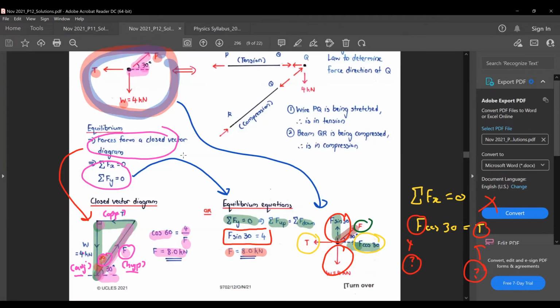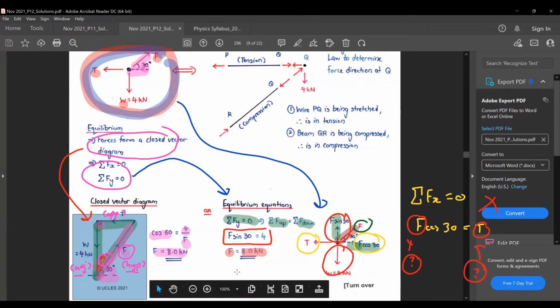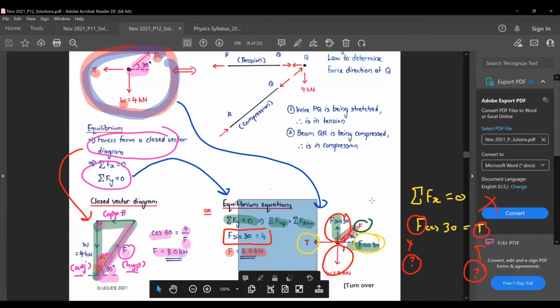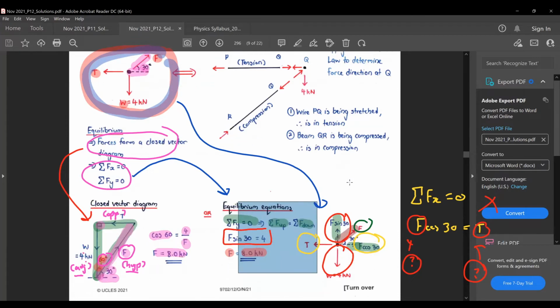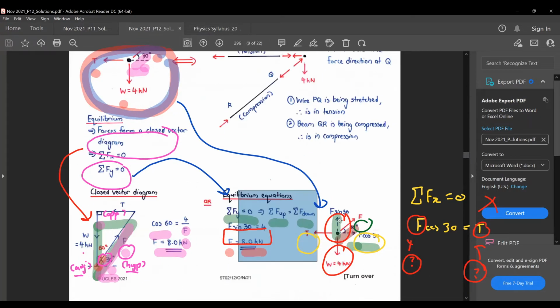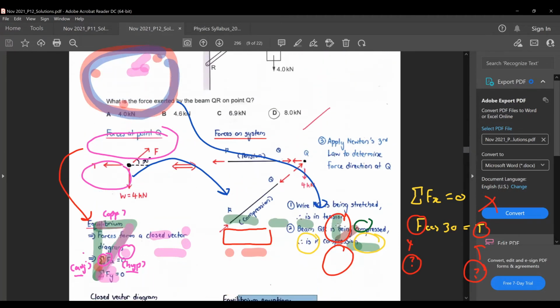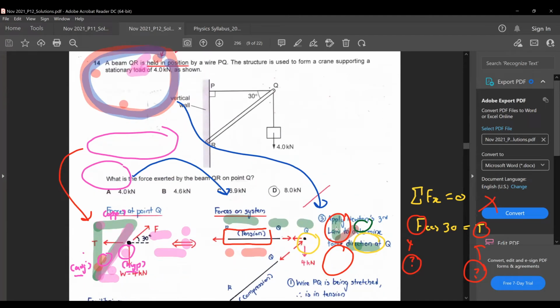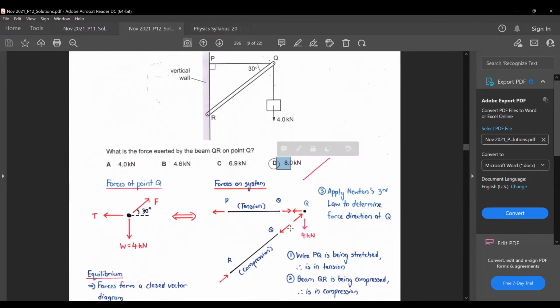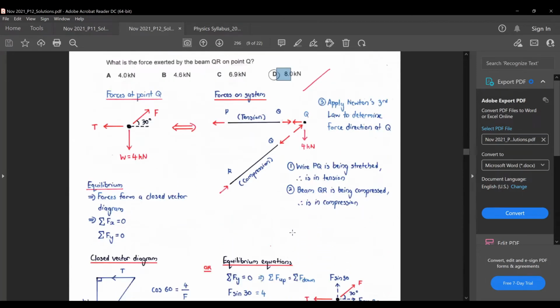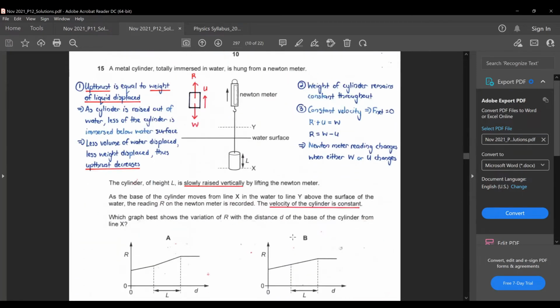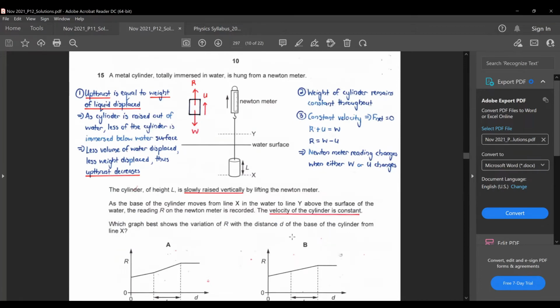All right. So either way, either you try to look at it from a diagram, or you try to solve it using equations, either one will be fine. Okay, so the answer for 14 is D. All right. Answer is D, 8 kilonewton. Okay, so that one is fine. Then after that, we go to the other one, number 15.